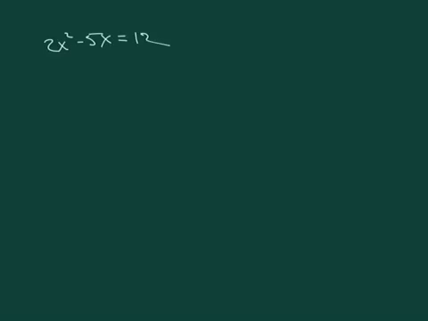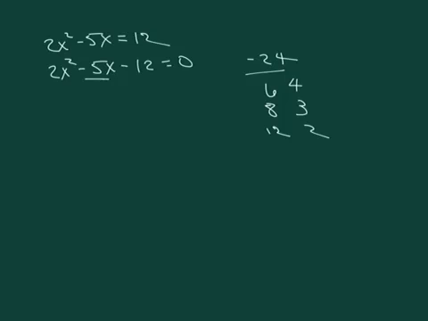And remember, we set it equal to 0, so we subtracted the 12 from both sides. And we multiplied this times this. Look for two numbers multiplied together that give me negative 24, added together give me a negative 5. So we try a 6 and a 4, an 8 and a 3, a 12 times a 2. And we find out that negative 8 times 3 is negative 24, and added together they give you the negative 5 there.